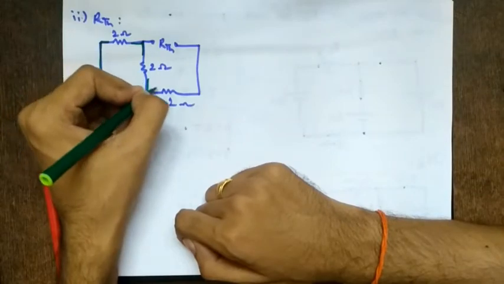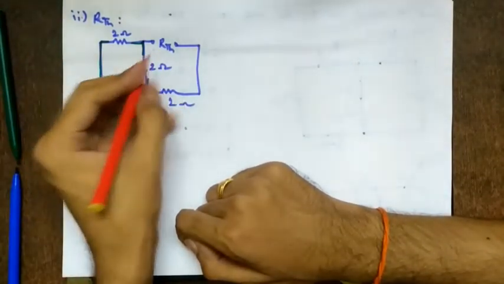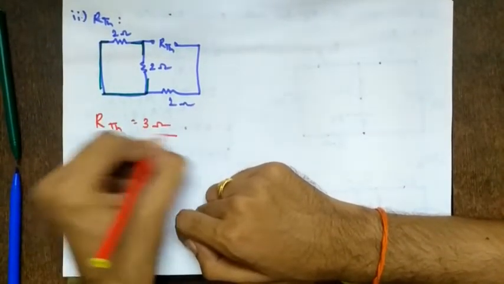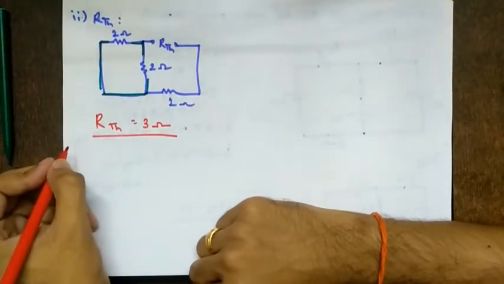So 1 ohm we can easily see will be in series with 2 ohms. So it is fine if you directly write the answer in this case. So RTH equal to 3 ohms, right? So then what will we say? You want to find RL, that is the question.